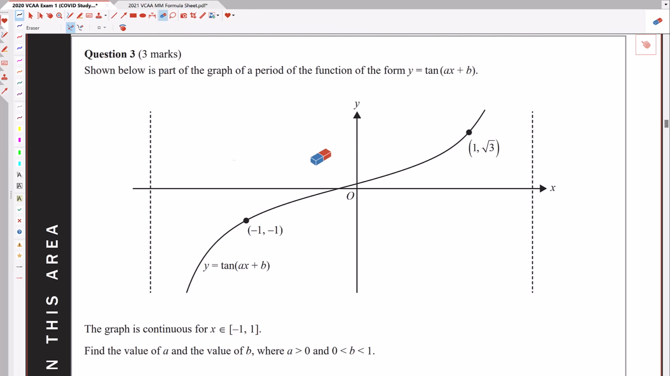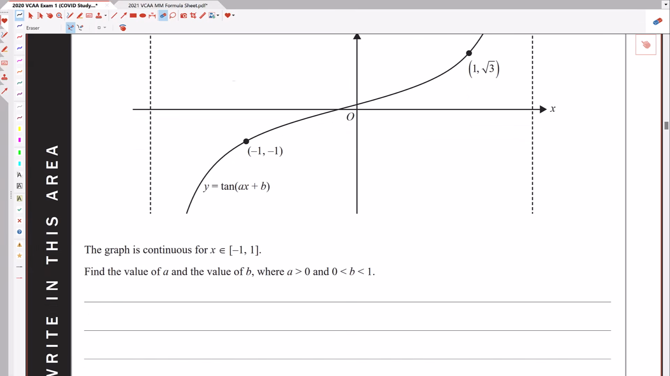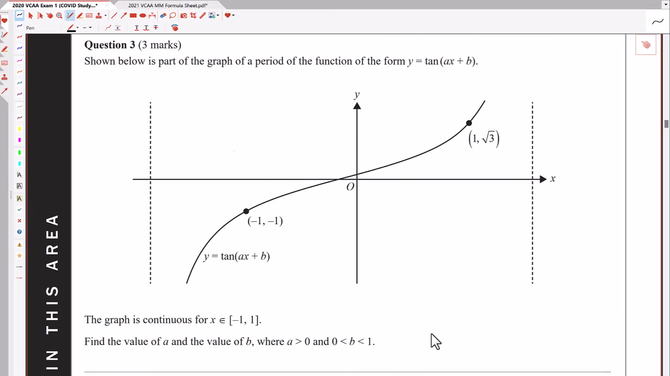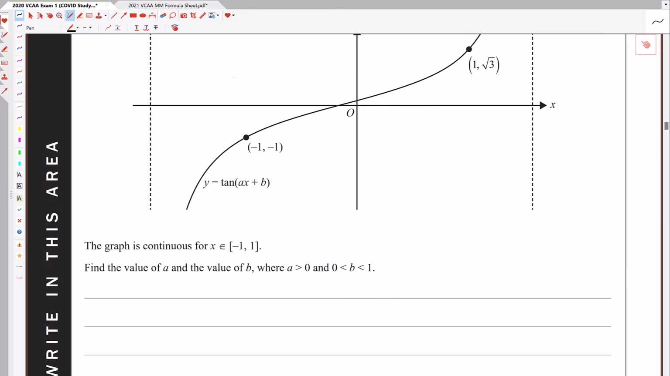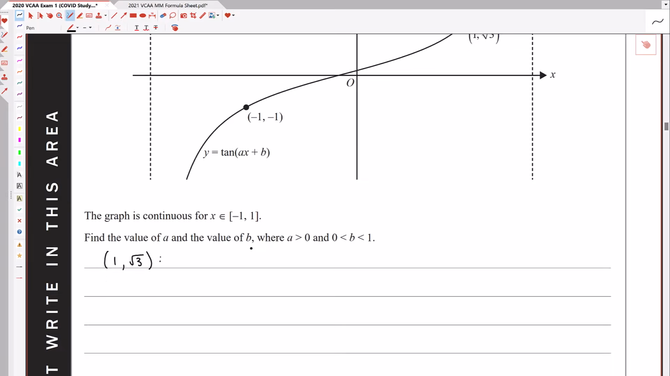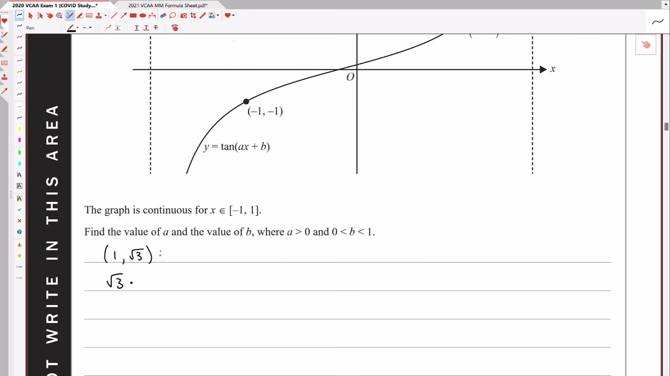Okay, so let's go to the questions. We want to find the values of A and B, and we've got 2 points and 2 unknowns. So we really just want to substitute in our 2 points and create 2 simultaneous equations. Our first point, it doesn't matter which one's first, I'm going to go with (1, √3), and that's going to give me the equation √3 equals tan(A plus B). And then the other point is (-1, -1), and that's going to give me the equation -1 equals tan(-A plus B).